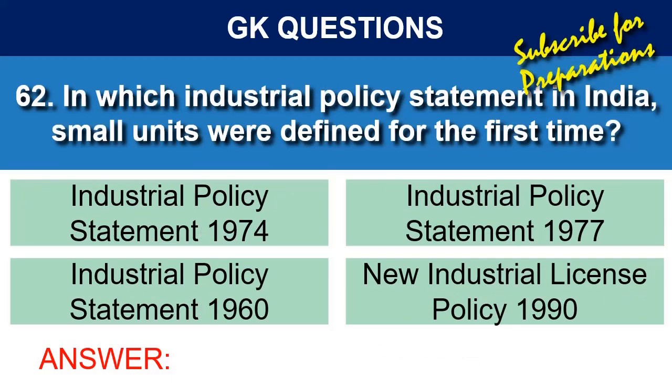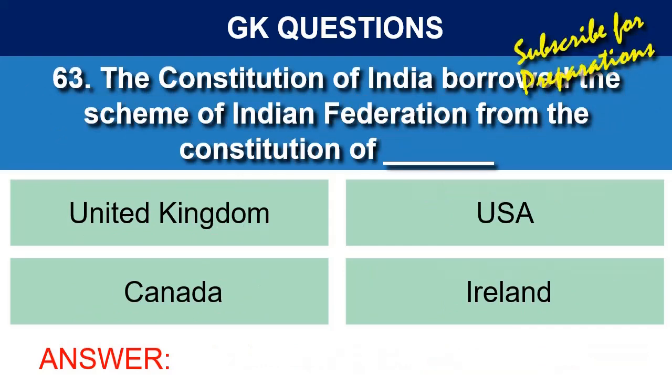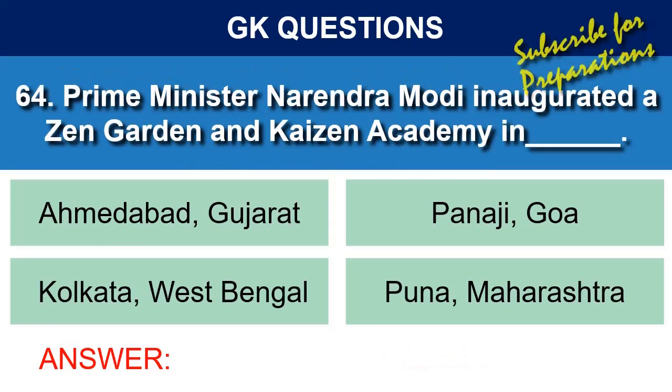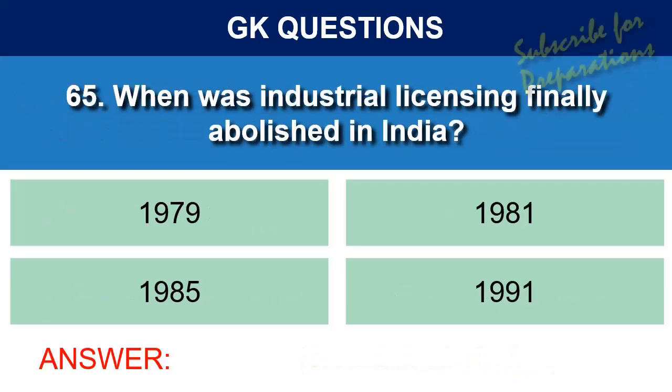In which industrial policy statement in India were small units defined for the first time? Industrial Policy Statement 1977. The Constitution of India borrowed the scheme of Indian Federation from the Constitution of Canada. Prime Minister Narendra Modi inaugurated a Zen Garden and Kaizen Academy in Ahmedabad, Gujarat. When was industrial licensing finally abolished in India?